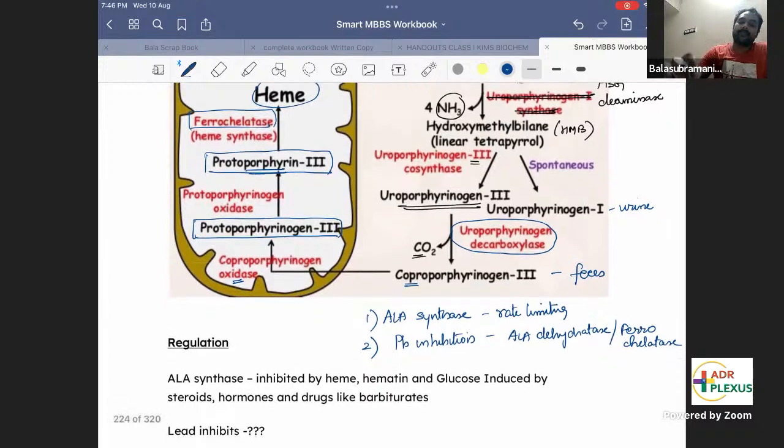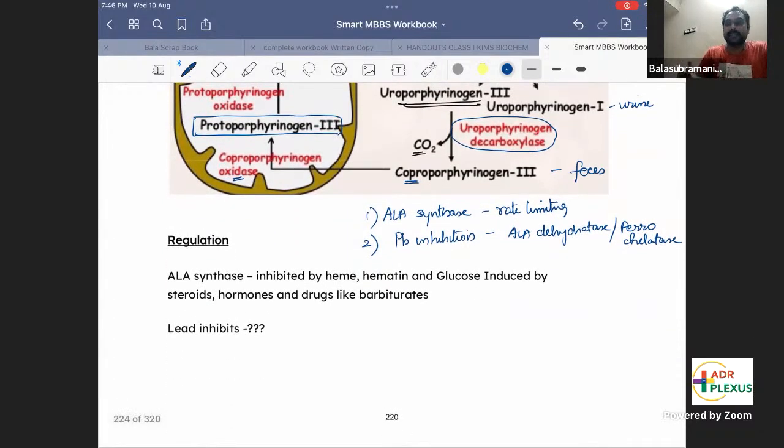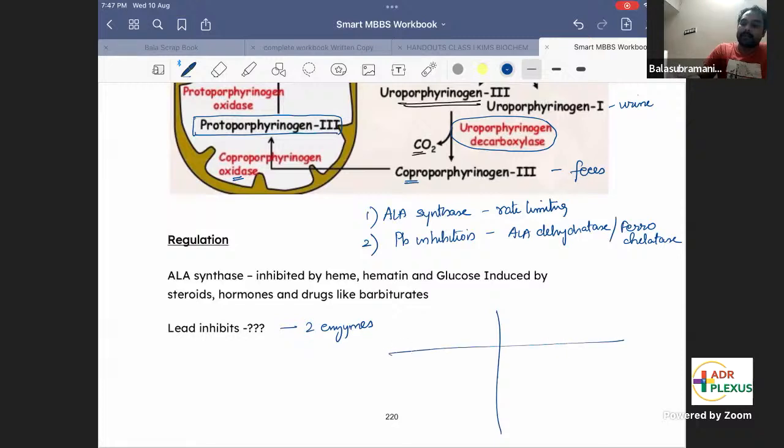Now, whenever you learn a pathway, you must learn about the regulation of the pathway. So here, 2 enzymes you must write. You must learn who are the ones who increase the pathway and who are the ones who decrease the pathway. So who increases heme synthesis? Steroids and barbiturates, drugs like barbiturates.